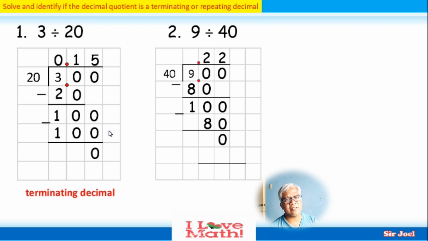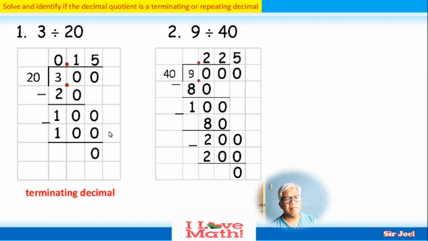Subtract 80 from 100. So 0 minus 0 is 0. 0 minus 8 cannot be. So borrow 1 from 100. So it is now 10 minus 8. And that is 2. Ibig sabihin, 100 minus 80, the answer is 20. Okay? Then add another 0. It is now 200 divided by 40, which is 5. 5 times 40, it is 200. And 200 minus 200, the difference is 0.